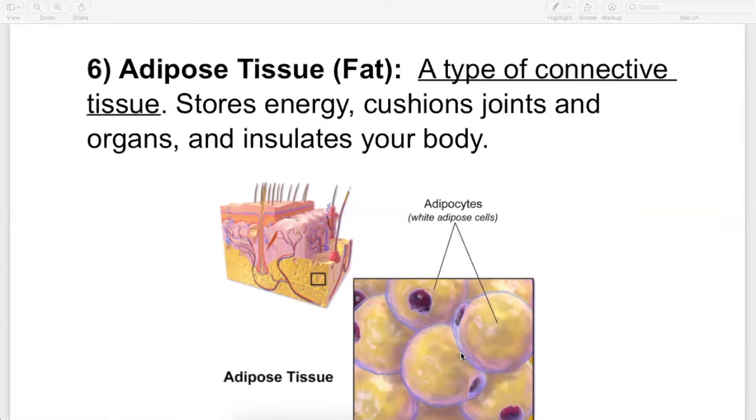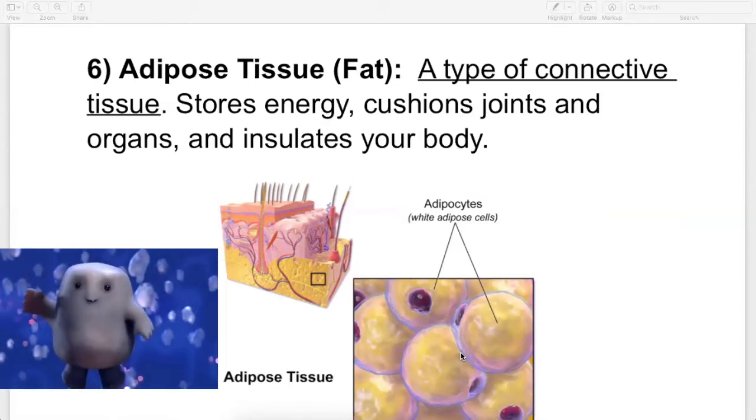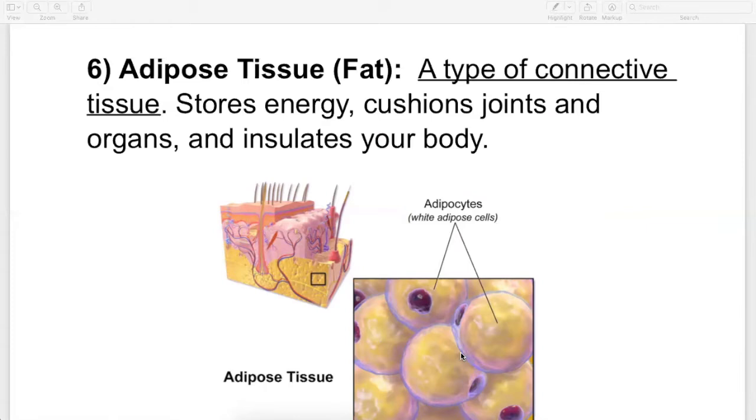Adipose. Adipose tissue is a very fancy word for your fat. All right? It's actually called adipose. That's the material. It is a type of connective tissue that stores energy. It's used as a cushion for your joints and your organs, and also acts as insulation. So fat is actually a good thing. A lot of people spend a lot of their lives trying to get rid of fat. And if you get rid of all of it, you can actually die.